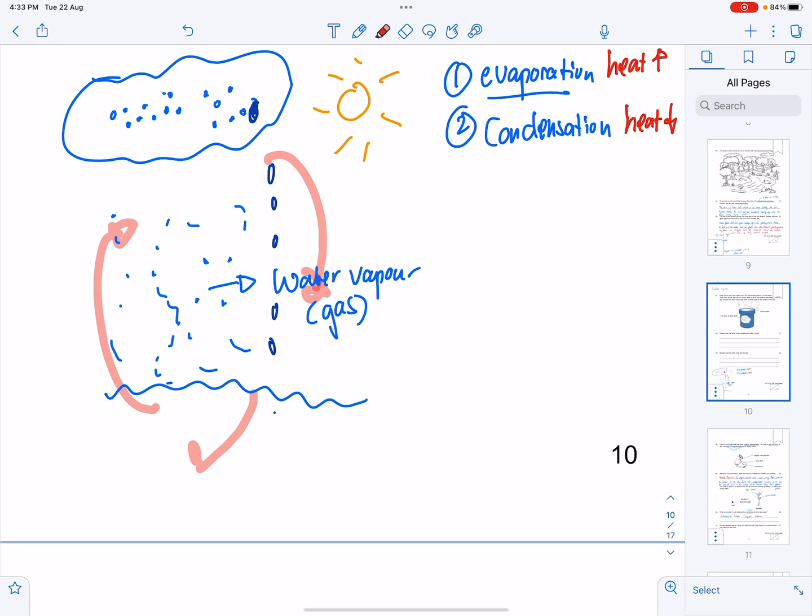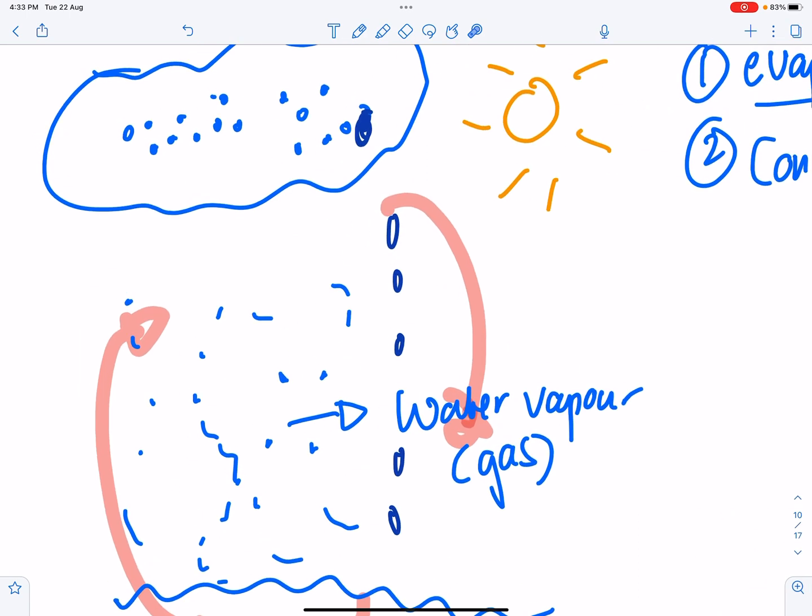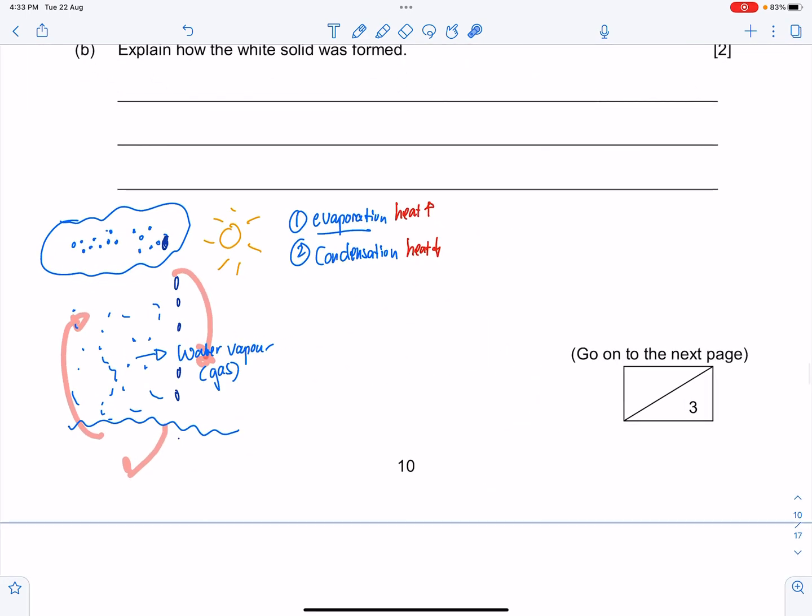But the one thing that I want to caution all students is that this part here is actually liquid. This part here is also liquid. A lot of students think that this is gaseous. No, it's actually liquid. We're talking about tiny water droplets. So the golden rule is that if you're able to see it, it cannot be water vapor. It has to be something else. In this case, it will be water droplets.